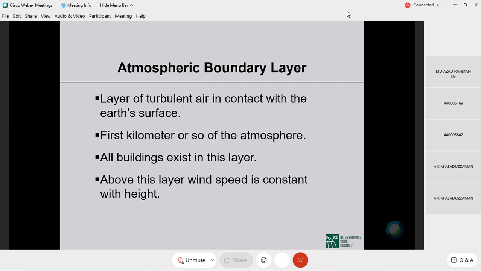K sub Z. Now K sub Z, this is where the atmospheric boundary layer comes in. Atmospheric boundary layer is the layer of turbulent air in contact with the Earth's surface. It is the first kilometer or so of the atmosphere. All buildings exist in the atmospheric boundary layer. You have to understand that there is no building that is more than 1 kilometer tall. The tallest buildings we have built are in the 1,000 feet range. That would be 300 meters, that's a third of a kilometer. Above this layer, the atmospheric boundary layer, wind speed is substantially constant with height.